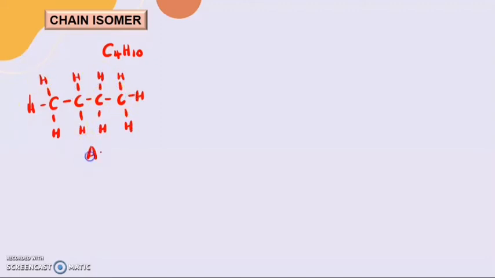I name this structure as A. And I have another structure with C4H10, but for this A structure, I have 4 straight chain as the longest chain. But for the second structure, I shorten the straight chain from 4 carbon to become 3 carbon, and another 1 carbon has become the branch, like this.